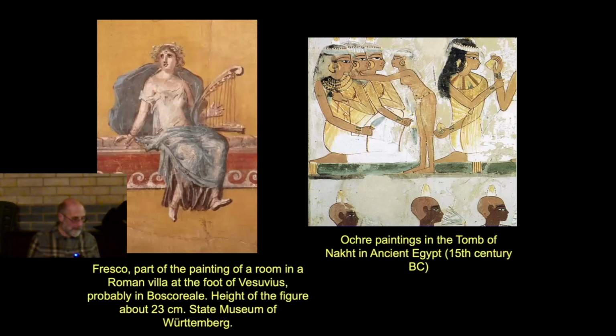And on the right, we've got ochre paintings in the tomb of Nakht in ancient Egypt, dating from the 15th century BC. Yellow was associated with gold, which was considered to be an eternal and indestructible material. And the skin and bones of the gods were believed to be made of gold. So often the Egyptians would paint their gods in this gold, sort of yellowish ochre.